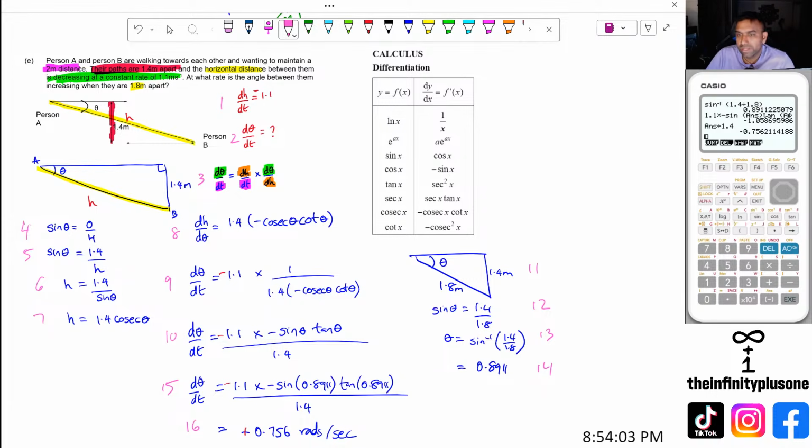Jacob, I think that's a wording error. They shouldn't have said horizontal distance, because the horizontal distance is not going to decrease, because that 1.4 is always going to be the same. Like I said at the start, they should have just said the distance between the two of them. I guess if you look at it from an eagle eye perspective, then they could kind of say it as horizontal distance.